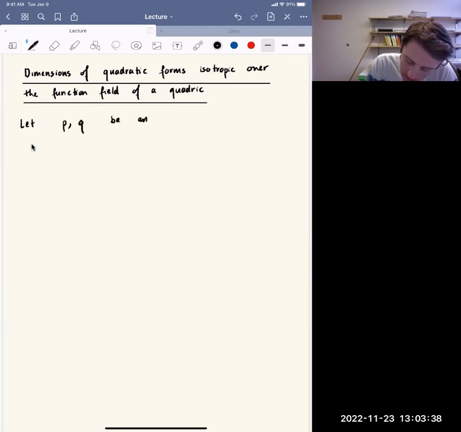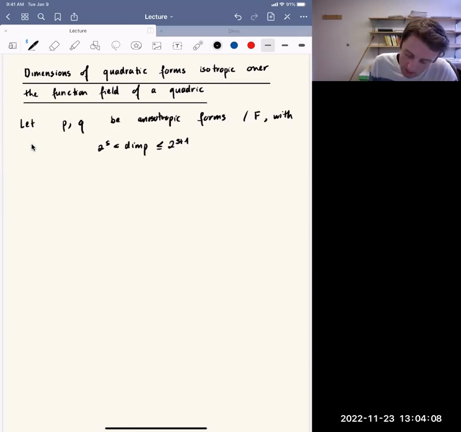two anisotropic quadratic forms P and Q. I'll just write form for quadratic form over some field F of any characteristic, and P and Q are not required here to be non-singular forms, so just any quadratic form at all. And we consider an invariant of P, which is the largest power of 2 that's strictly less than the dimension of P, so this number 2 to the s here.